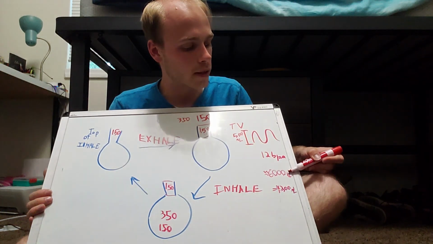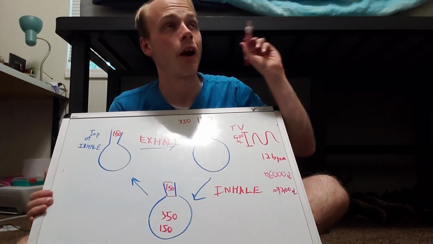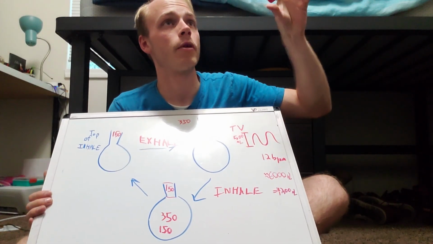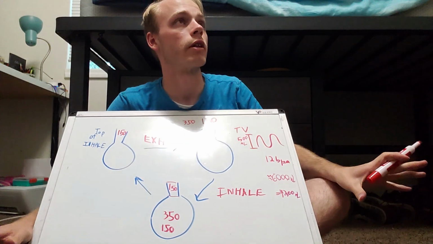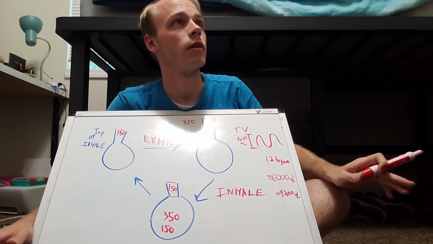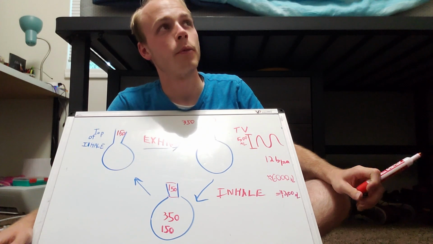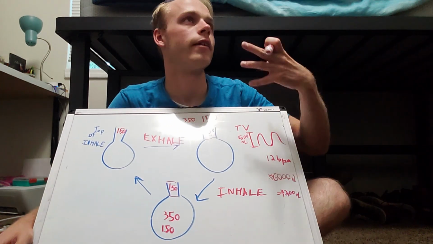So our pulmonary ventilation is 6,000 milliliters, but our alveolar ventilation, which is how much oxygen we're actually getting and using, is that 4,200 milliliters per minute. It's kind of inefficient. Yes, but we have to have some way to get air in and out.